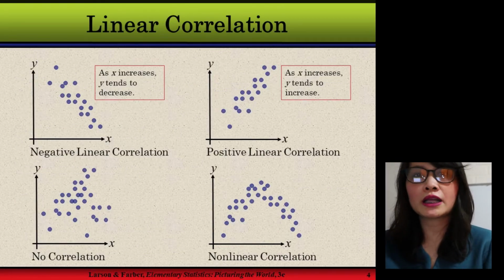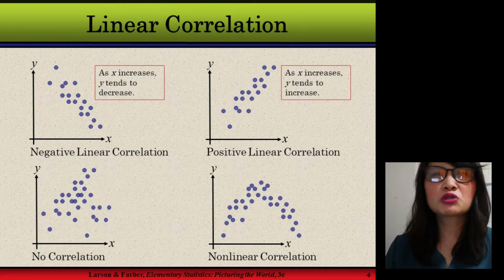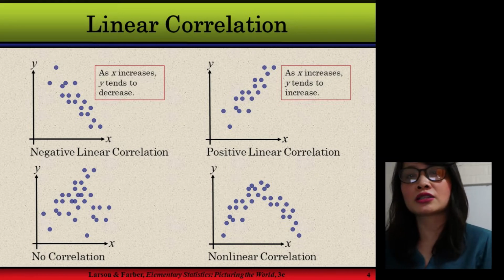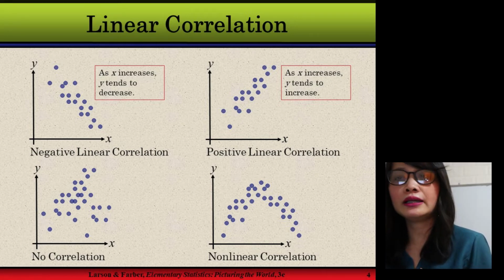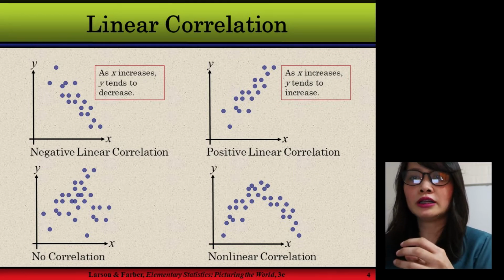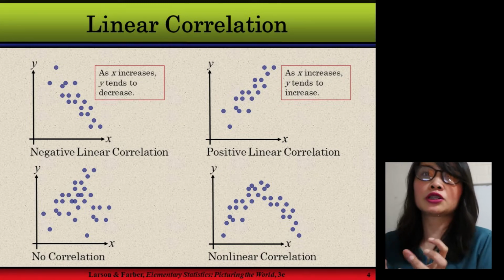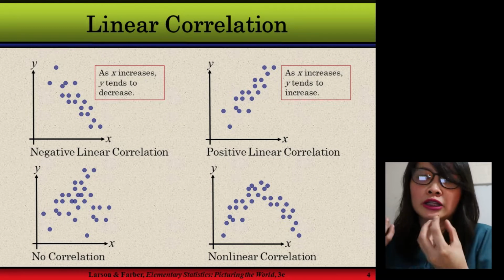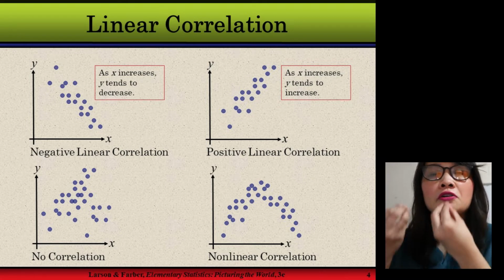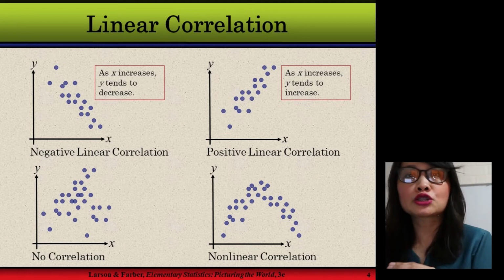Linear correlation can be classified into four types. We have negative linear correlation. What do we mean by negative linear correlation? When we say negative linear correlation, as x increases, y tends to decrease. There's a relationship between the two variables, and this relationship is a negative linear correlation. Why is it negative? Because if your x increases, your y tends to decrease. So that's a negative linear relationship or correlation.